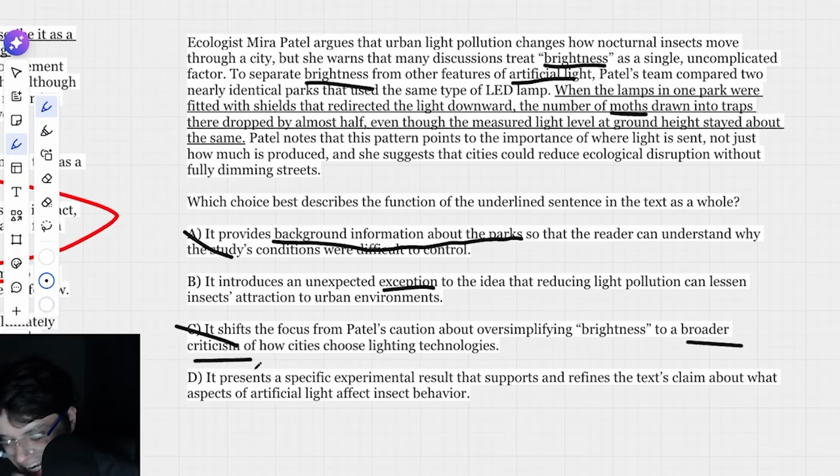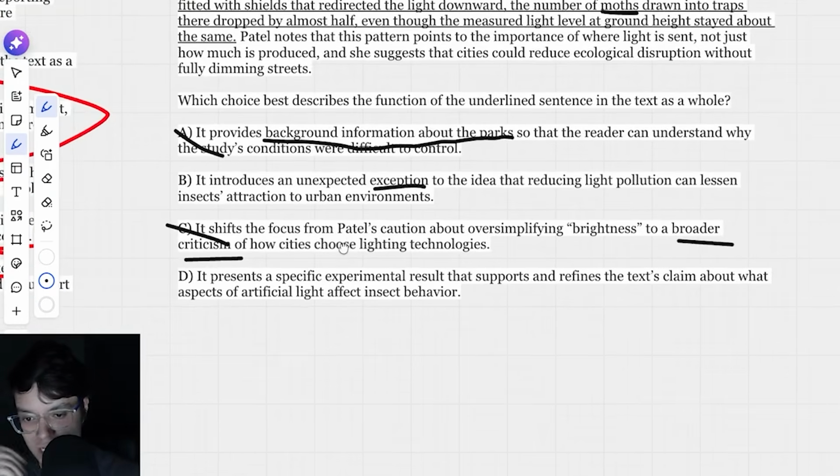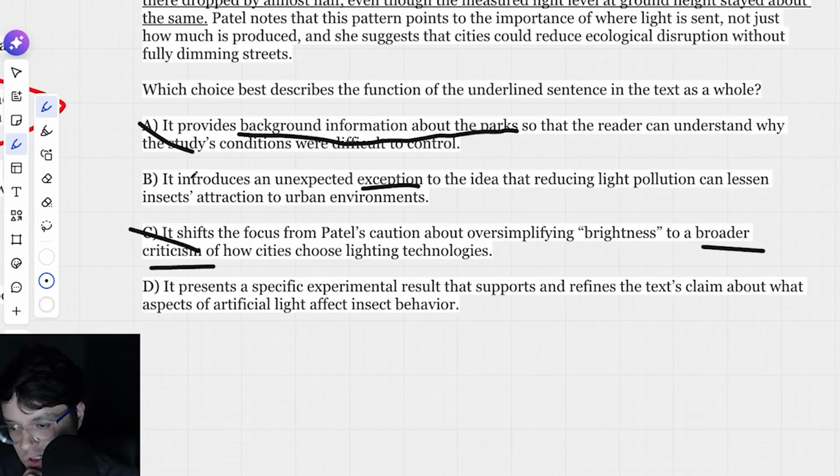So not C. D, it presents a specific experimental result that supports and refines the text's claim about what aspects of artificial light affect insect behavior. Okay, so that also seems to be pretty good. D and B both seem to be very fair ones. So let's look here. What are some incorrect parts about one of them?